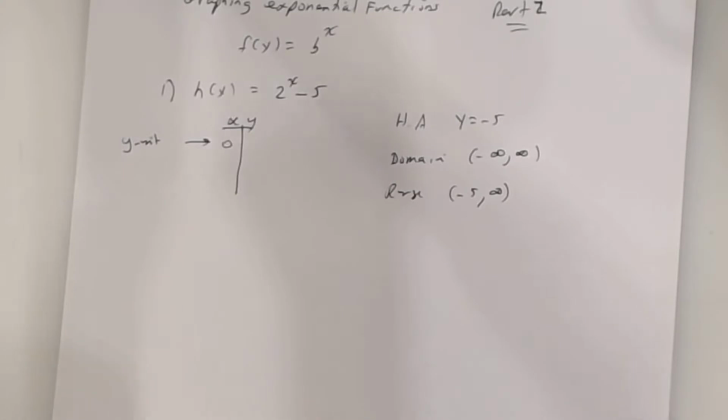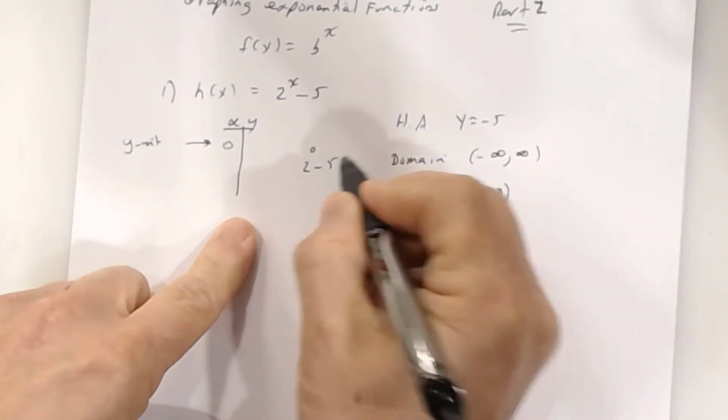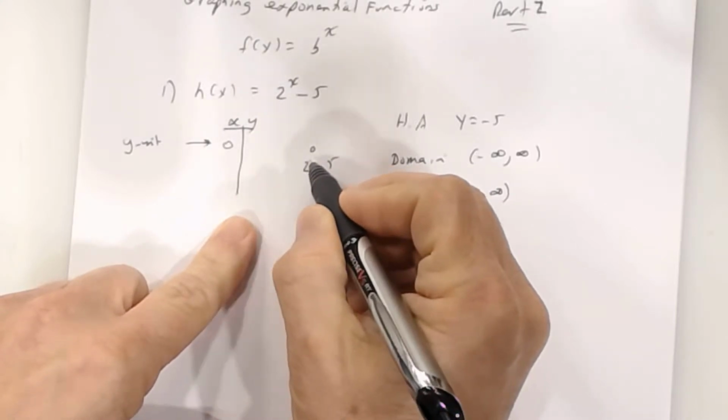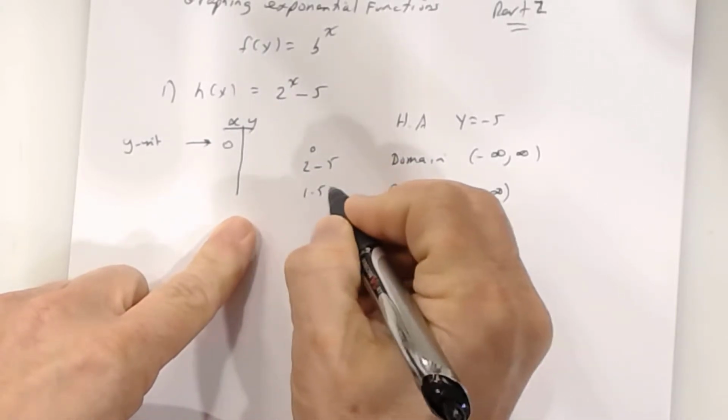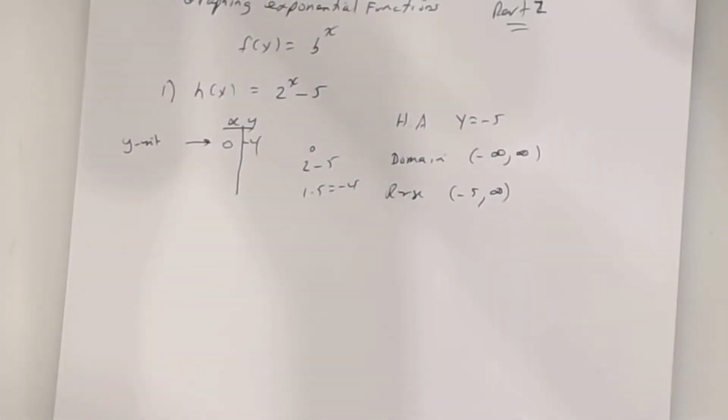All right, so let's find the y-intercept. So you just plug 0 back into x. So I get 2 to the 0 minus 5. What's 2 to the 0? And what's 1 minus 5? -4. So I'm going to plot the point 0, -4.